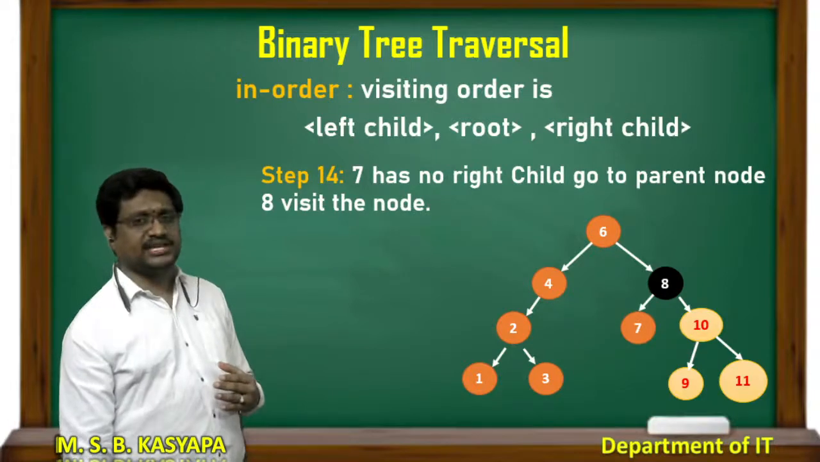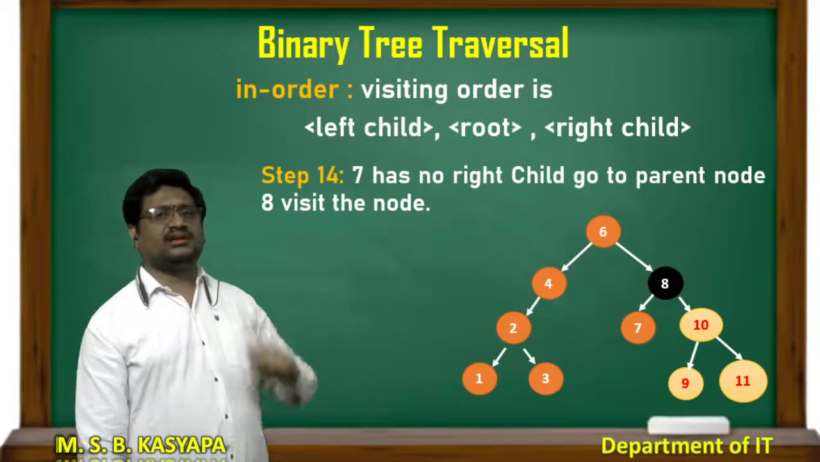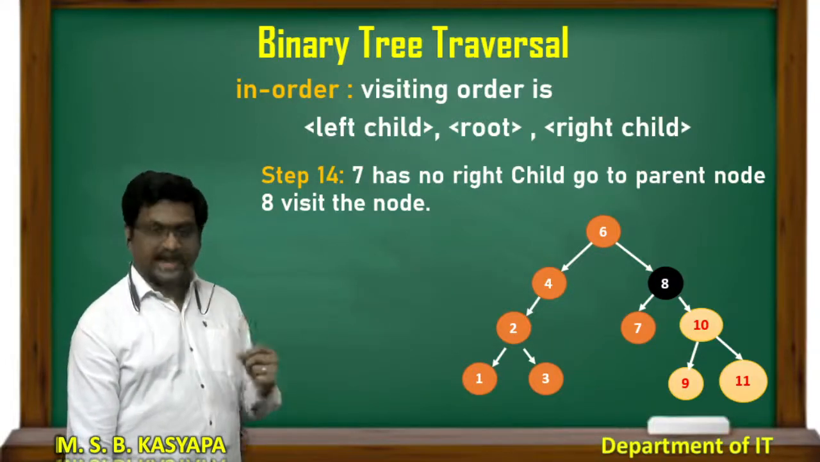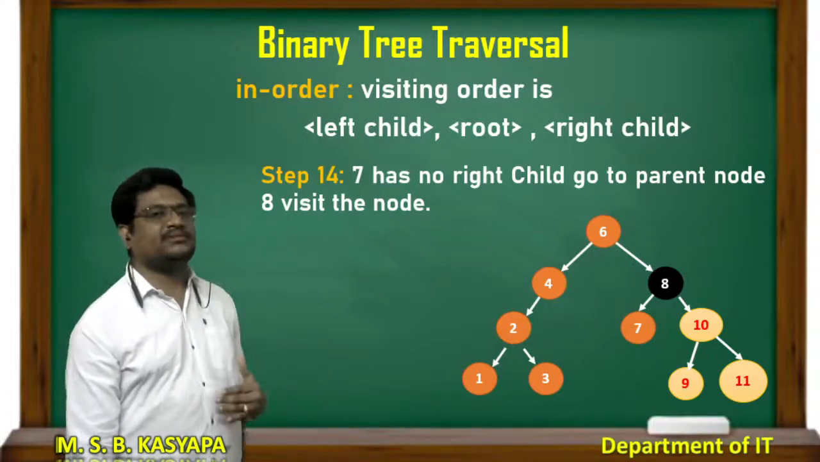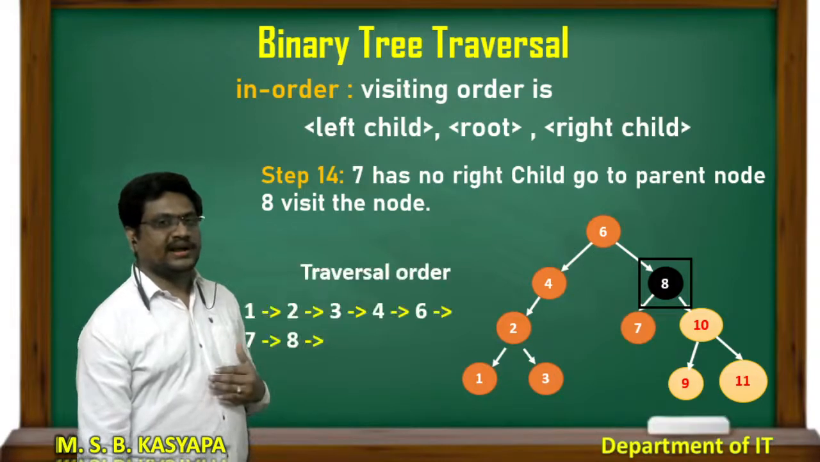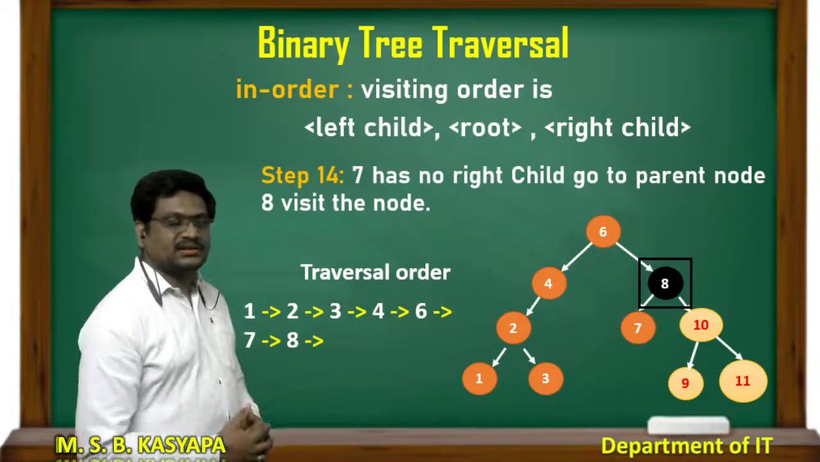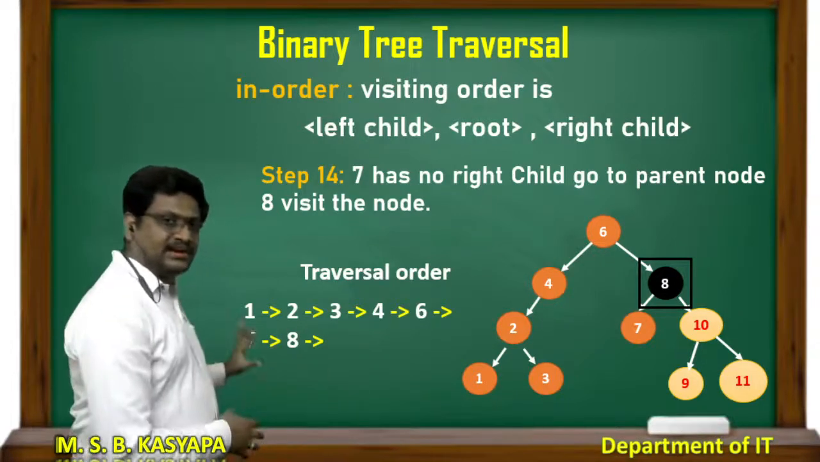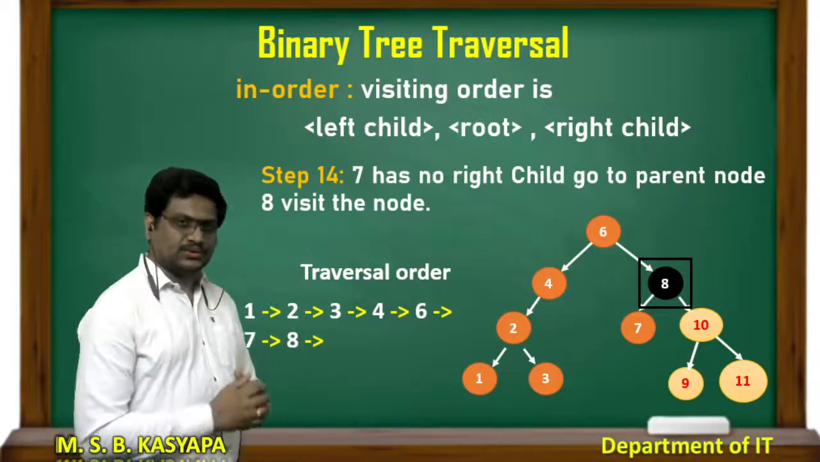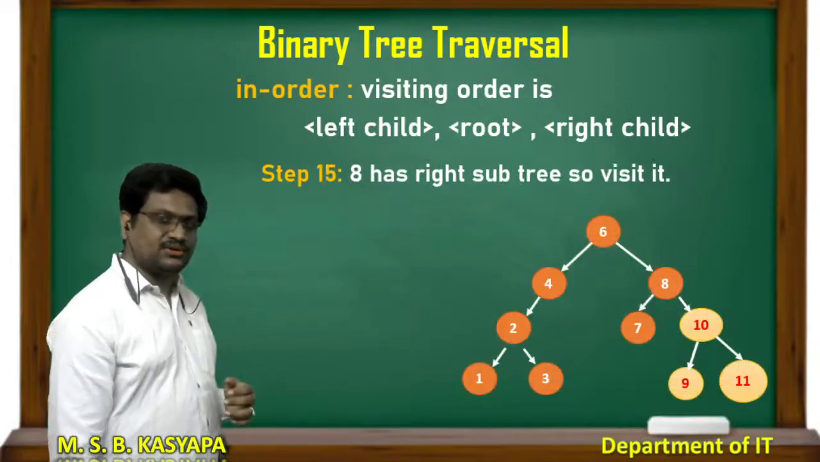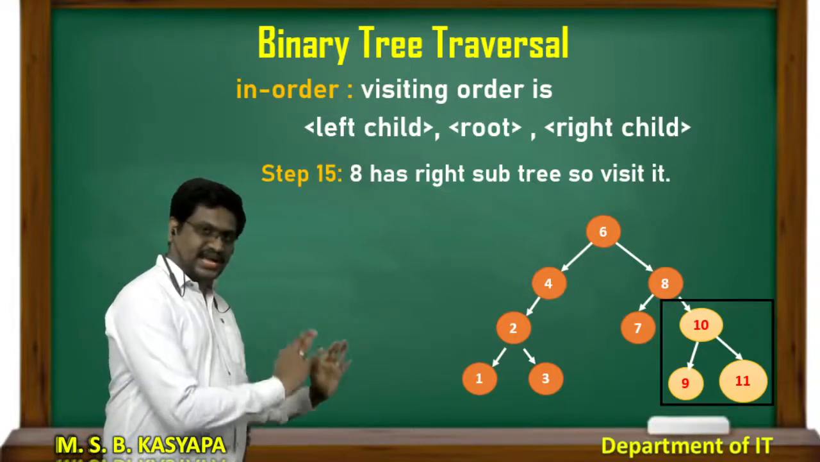Okay. Now again the same process. I am checking whether 7 has any right child or not. If it doesn't have any right child, then I have to move to the parent node of 7, that is 8. After coming from the left child to the parent node, automatically I have to visit the parent node. So now my traversal is 1, 2, 3, 4, 6, 7, 8. So after 7, I have to visit 8. I don't have any left child remaining for 8, so it automatically follows the inorder. I visited the root. Then after visiting the root node, I have to move to the right subtree, that is 10, 9, 11.